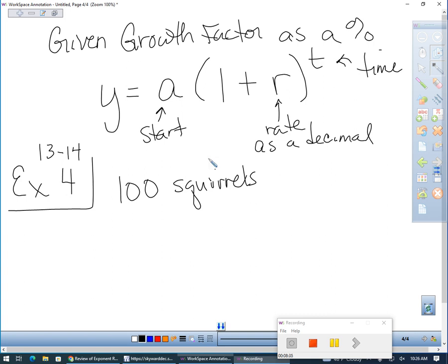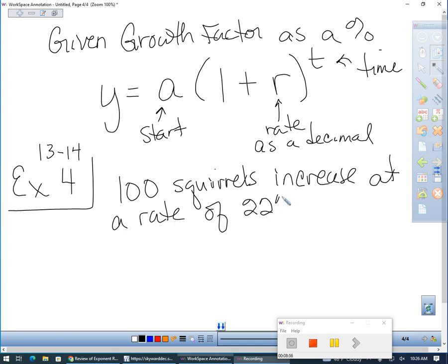Okay, I have 100 squirrels, and let's say that they increase at a rate of 22% each year for 5 years.